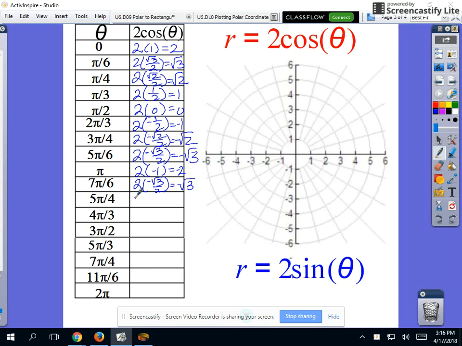All right, here is where we have 2 times negative root 2 over 2, which is negative root 2. That's what I was missing. Then I have 2 times negative 1/2, which is negative 1. 2 times 0, which is 0. 2 times 1/2, which is 1. And then 2 times root 2 over 2, which is root 2. 2 times root 3 over 2, which is root 3. And finally, 2 times 1, which is 2.